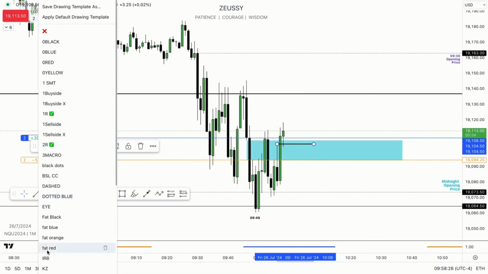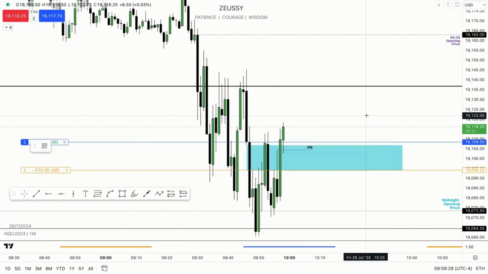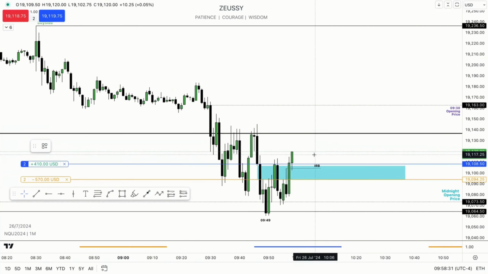So let me just annotate that. And here comes a gem for you. Immediate rebalance is just a balanced price range on the lower time frames.